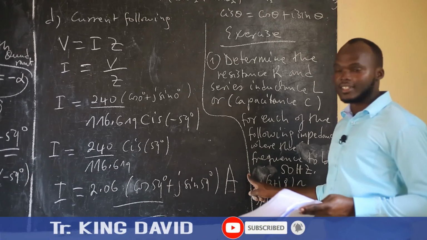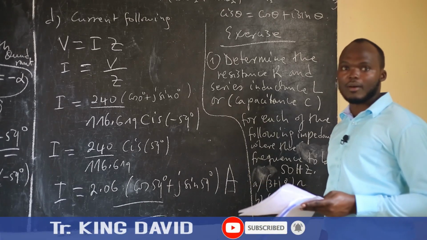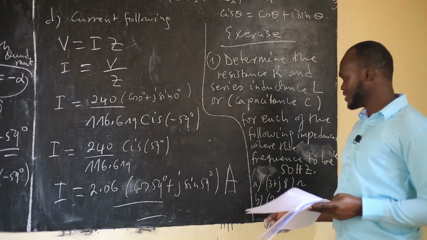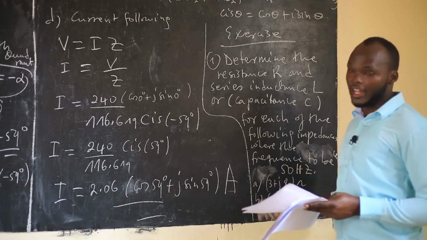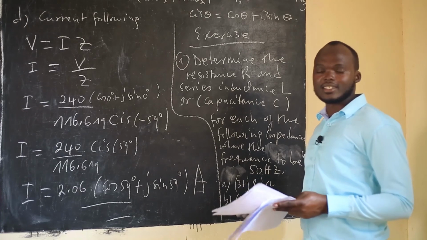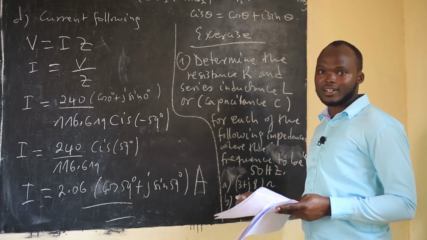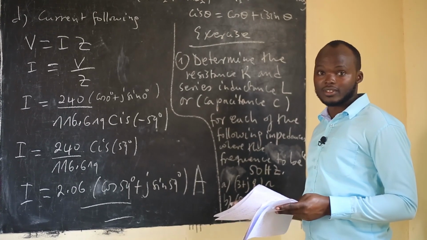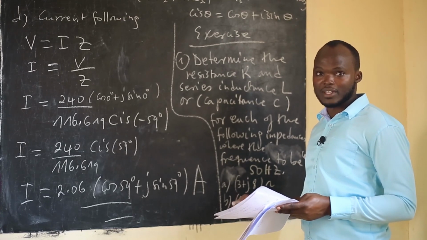Then after this, there is a revision exercise about complex numbers. So this is the end of the unit on complex numbers. I'm inviting all of you to follow the revision exercise about complex numbers.